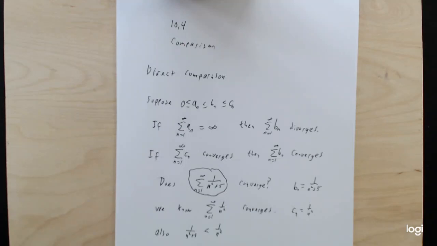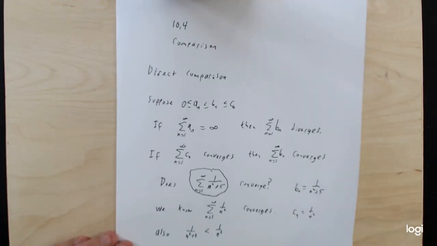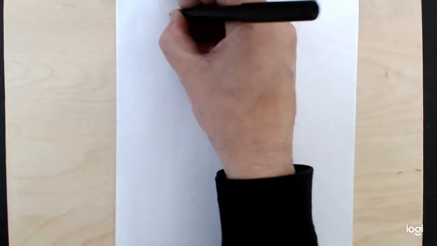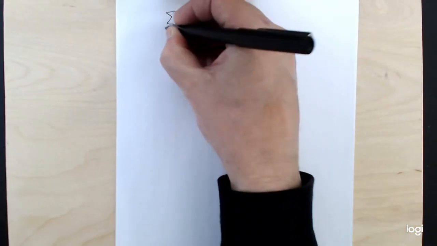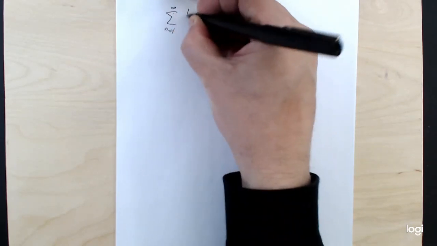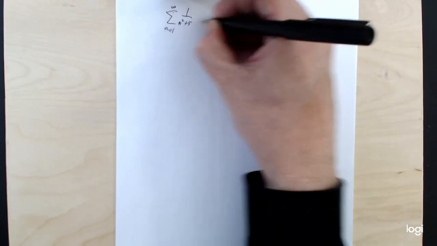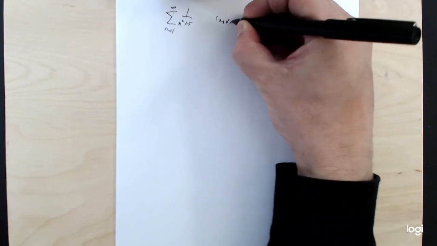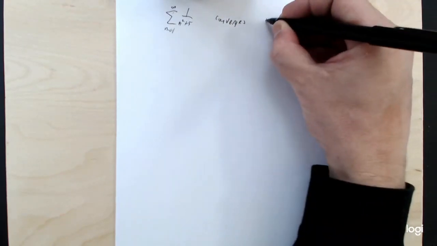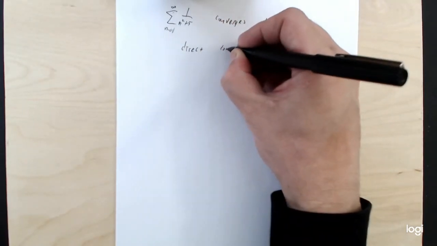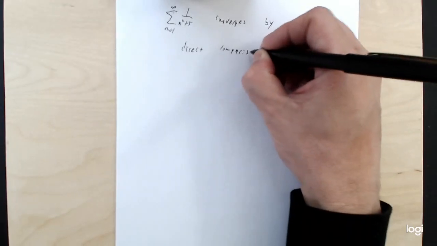Okay, so when we're doing a problem, the way we would answer this is we would say this sum converges by direct comparison to the sum of 1 over n squared. Okay, so that's the way we're going to format our answers.